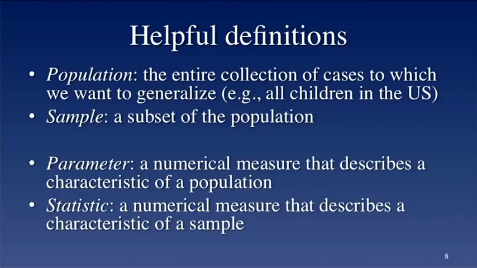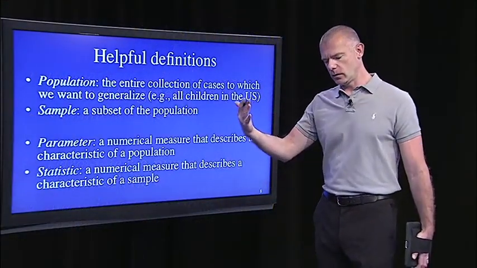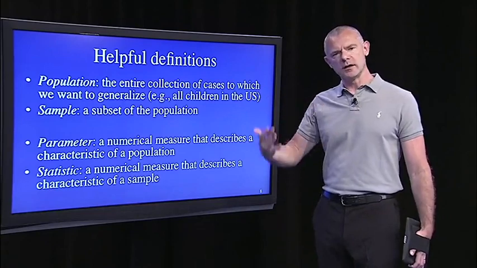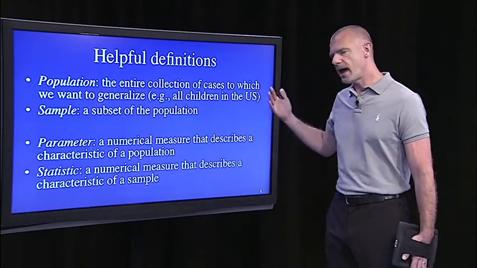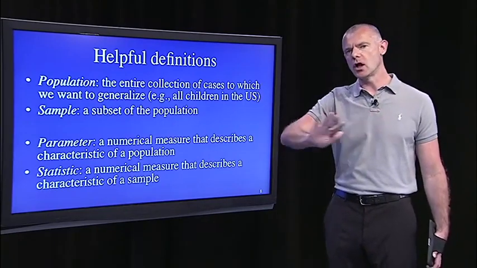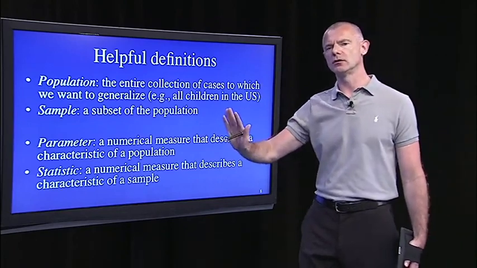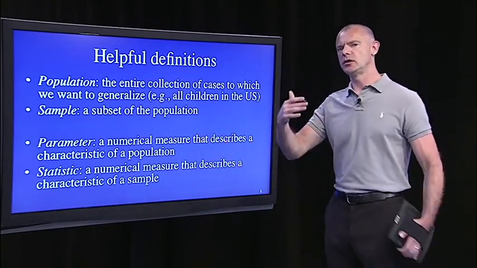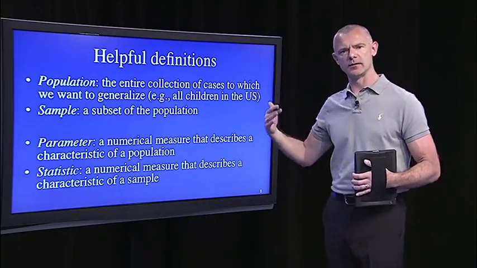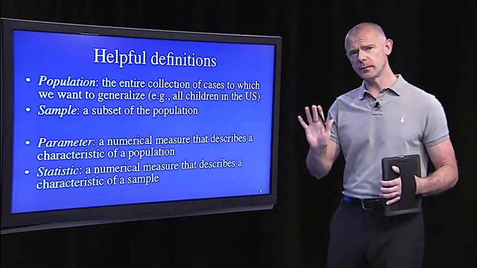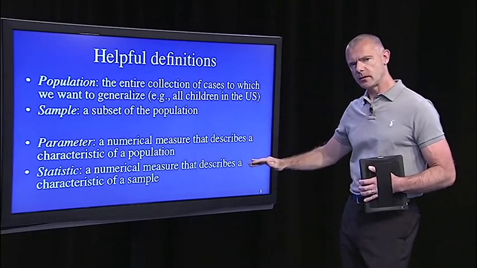So in the first example I come to, we're going to talk about vaccine trials that were conducted by the US government to eradicate polio. In that example, the population is all children in the United States. They wanted this to generalize to all children in the United States. They couldn't get their hands on all children in the United States, so they tried to collect a random representative sample, a subset.